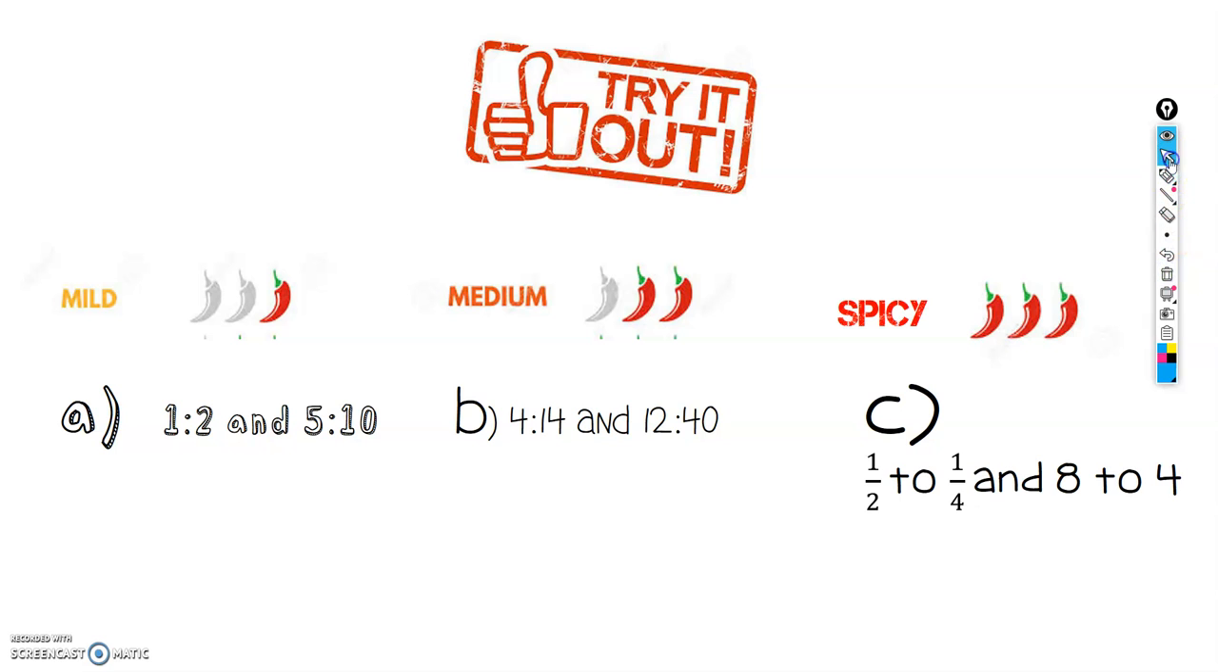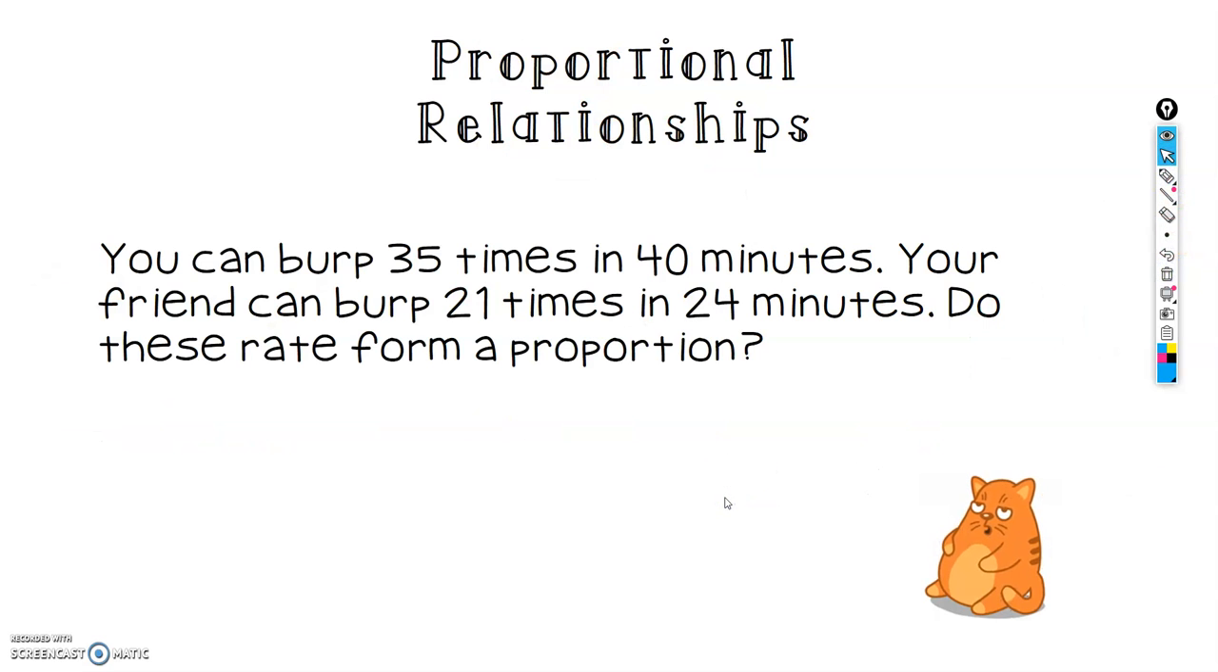So I have one more. I always like to look at these ones with words because most of the time when we're solving problems, we're having to understand what we're reading. You can burp 35 times in 40 minutes. So I just read a rate, and I'm going to write that down immediately. And guys, if I start with burps, they stay on top, and my minutes are going to go on the bottom. So with a proportion, we've got to make sure that we're very organized. So if my burps go on top, they stay on top. So I've got 35 to 40.